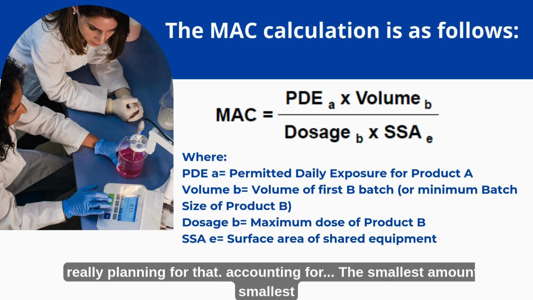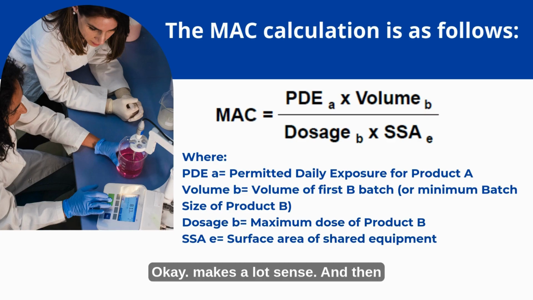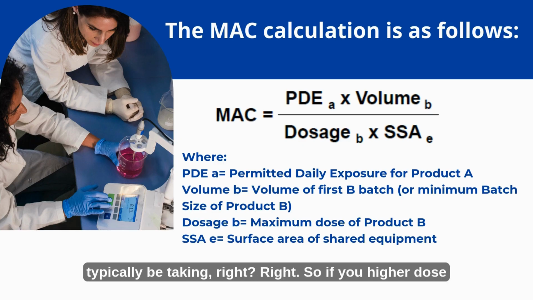Oh, I see. So you're accounting for the smallest amount of that new product that could be affected. Exactly. That makes a lot of sense. And then the next part of the formula is the maximum dose of product B. How does that play a role? Well, that takes into account how much of the new medicine the patient will typically be taking.